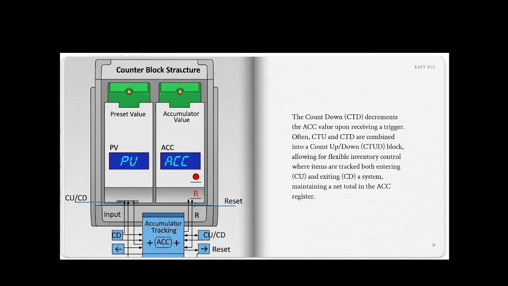The countdown, CTD, decrements the ACC value upon receiving a trigger. Often, CTU and CTD are combined into a count-up-down, CTUD, block, allowing for flexible inventory control where items are tracked both entering, CU, and exiting, CD, the system, maintaining a net total in the ACC register.